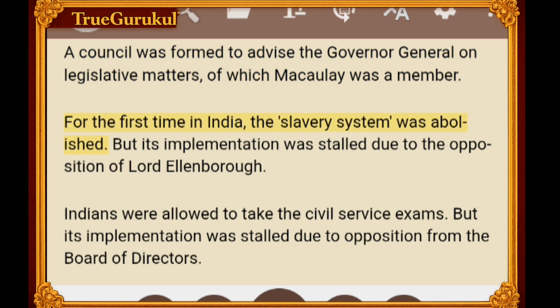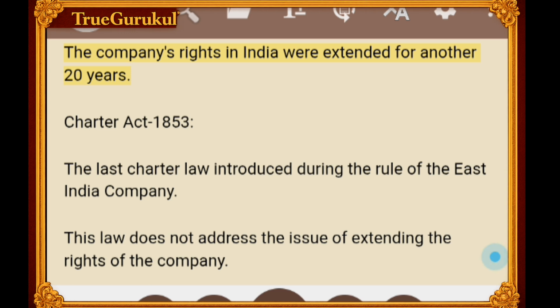For the first time in India, the slavery system was abolished. But its implementation was stalled due to the opposition of Lord Ellenborough. Indians were allowed to take the civil service exams. But its implementation was stalled due to opposition from the Board of Directors. The company's rights in India were extended for another 20 years.